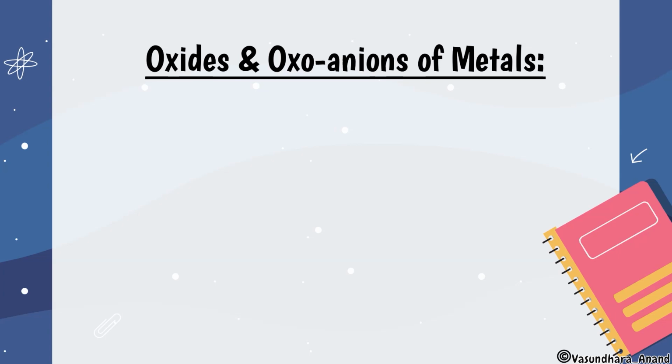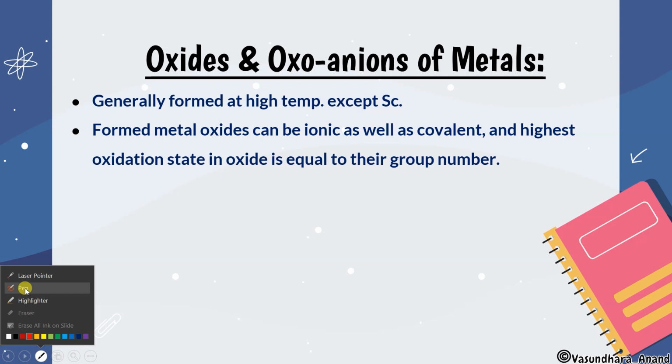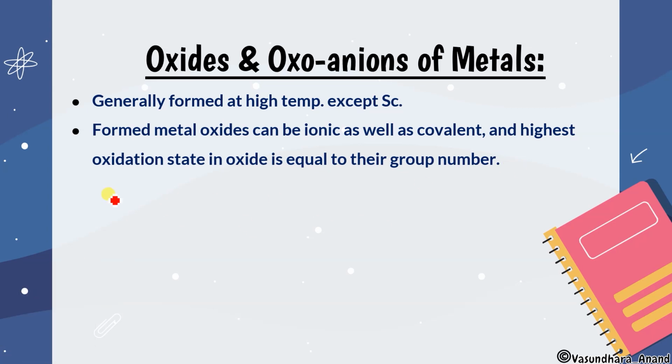Yes, let's see. The oxides and oxo-anions generally form at high temperature except scandium. Second point, formed metal oxides can be ionic as well as covalent. Both are possible. When they will be ionic and when covalent, I will explain to you. And the highest oxidation state in an oxide is equal to its group number. Got it? So the highest oxidation state will be equal to its group number.